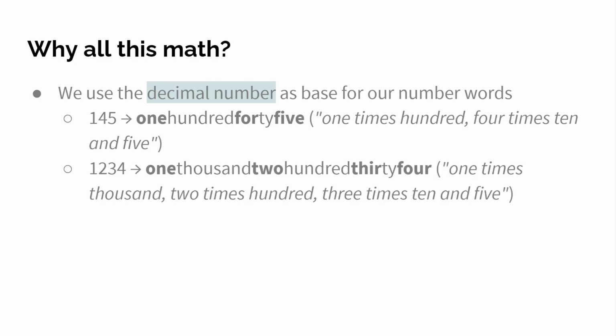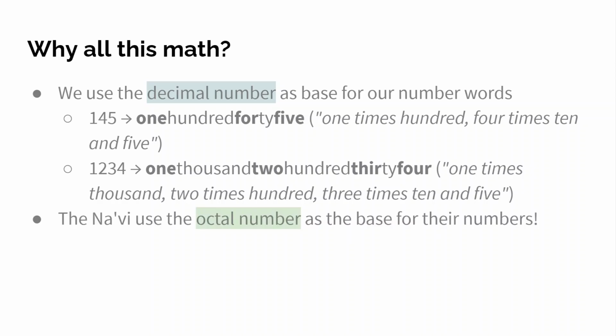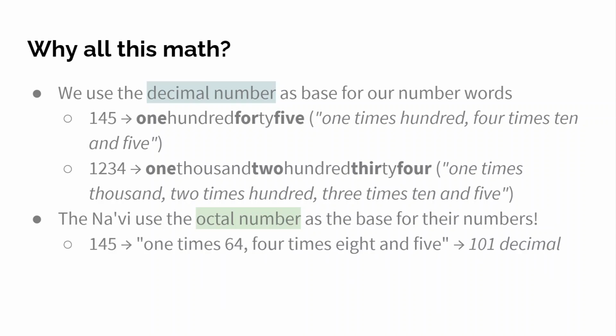Or 1234. We say literally that, 1 times 1000, and so on. And the Natvi do actually the same, but they use the octal number as the base. So, as an example, if I take again the 145, the Natvi would read this as 1 times 64, 4 times 8, and 5. If you do the maths here, then you can probably see that this is a different number. For them, this is 101 in decimal.